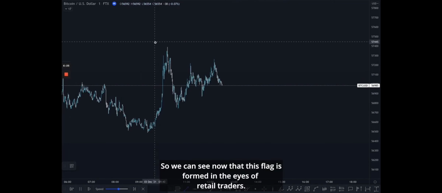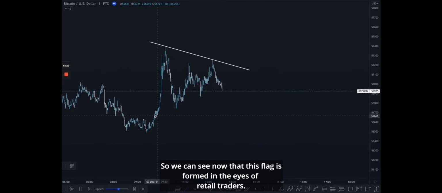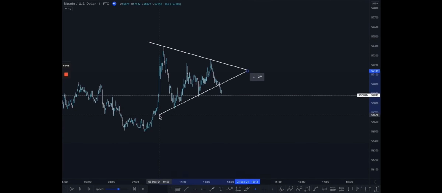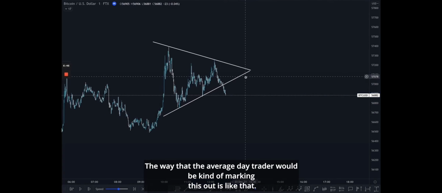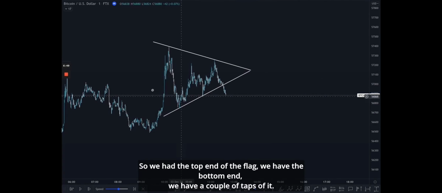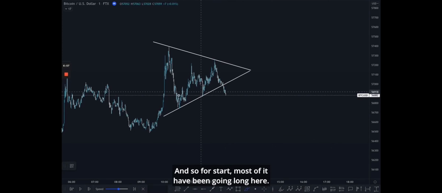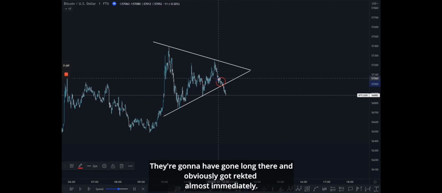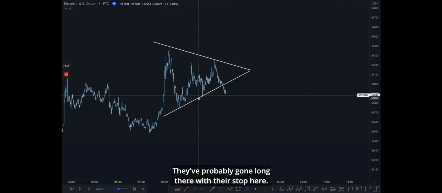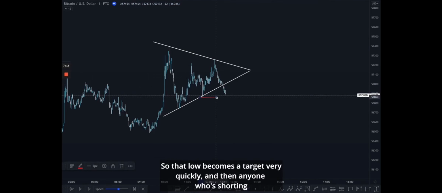So we can see now that this flag is formed in the eyes of retail traders. The way that the average day trader would be marking this out is like that. We had the top end of the flag, we have the bottom end, we have a couple of taps of it. For a start, most would have been going long here if they're long biased and believe the pattern is going to play out. They're going to have gone long there and obviously got wrecked almost immediately. They've probably gone long there with their stop here, so that low becomes a target very quickly.